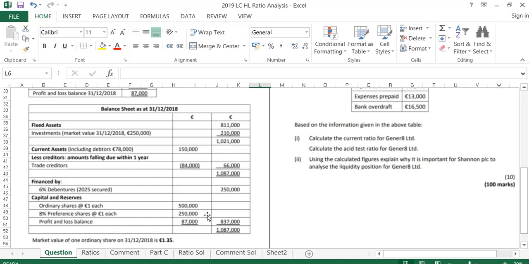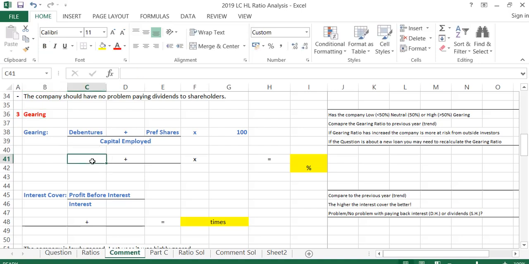So of the total of the balance sheet, debentures and preference shares are seen as debt, and the ordinary shares and the profit and loss balance are seen as equity. They're good. They're money that we got from shareholders and our profits brought forward. So basically, we want to see how much of this total figure is made up of debt. That's what gearing is. If it's over 50%, it's highly geared, and under 50% is lowly geared. So we're getting our debentures and our preference shares, the 250 and the 250, and we're putting that over 1087. So my debentures are 250,000. My preference shares are 250,000, and we're putting that over 1,087,000.